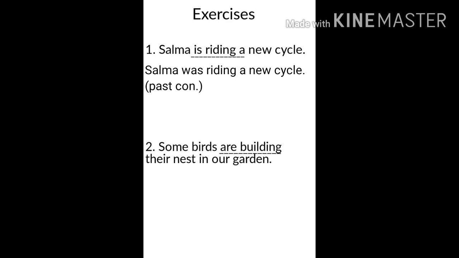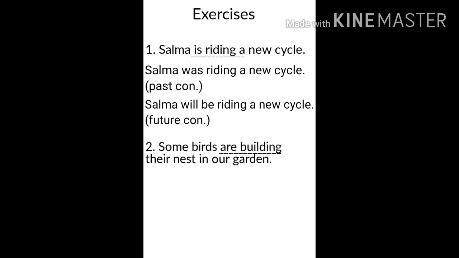Salma was riding a new cycle. We have to change into future continuous tense. First, what is the rule to form future continuous tense form of the verb? Yes, good. To add will be plus verb plus ing. Here, we no need to bother about singular or plural. Just add will be plus verb plus ing. So the answer will be Salma will be riding a new cycle.